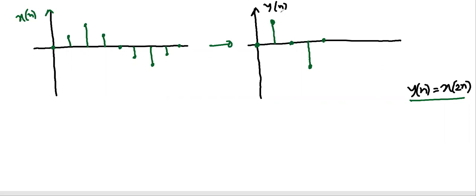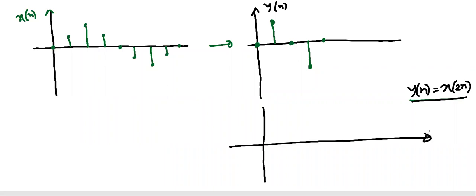Y[n] equals x[2n]. Now what we are trying to do is upsample. This is downsampling, and now we are doing upsampling with the equation y[n] equals x[n/2].